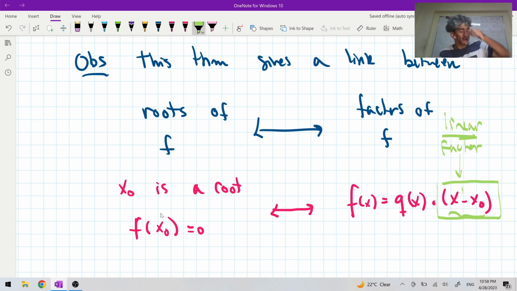Okay, so whenever this can be done, it allows us to reduce the problem of studying f to the problem of studying q, which is a polynomial which has degree 1 less than f. So going down in the degree is actually something very desirable because it reduces the complexity of the problem, right?